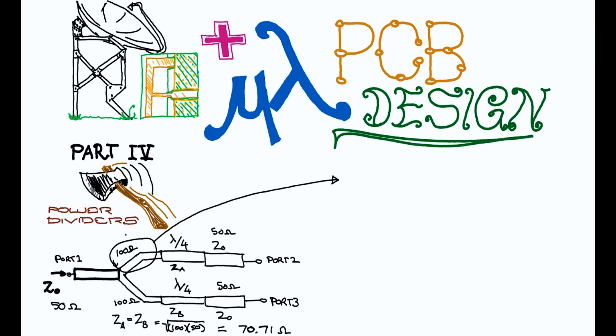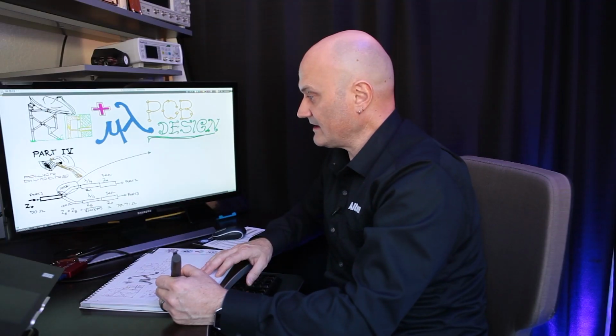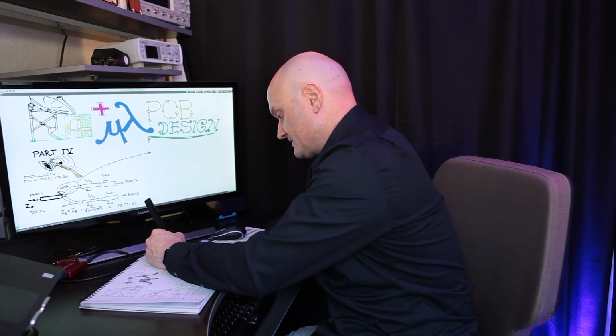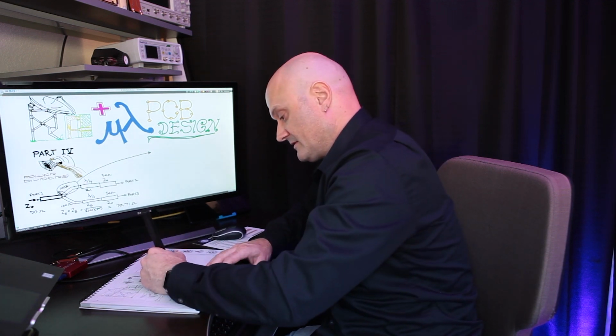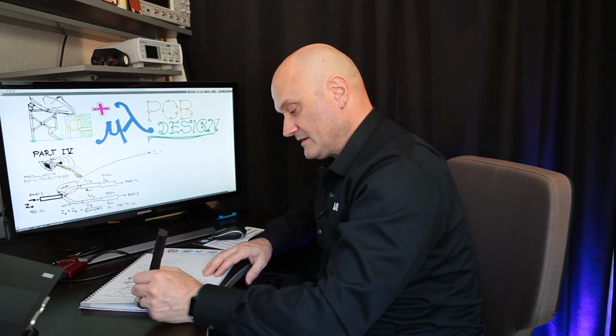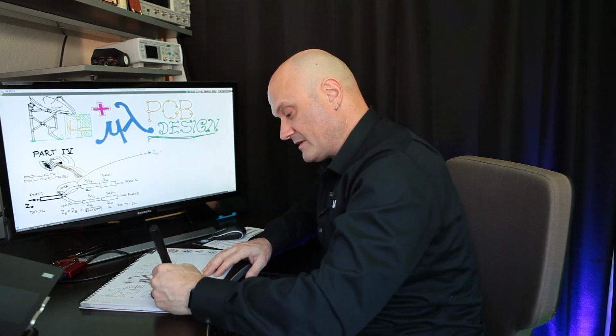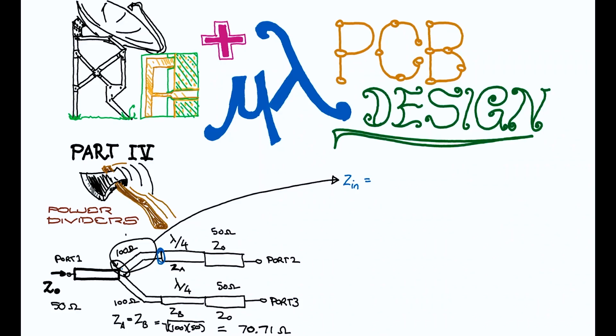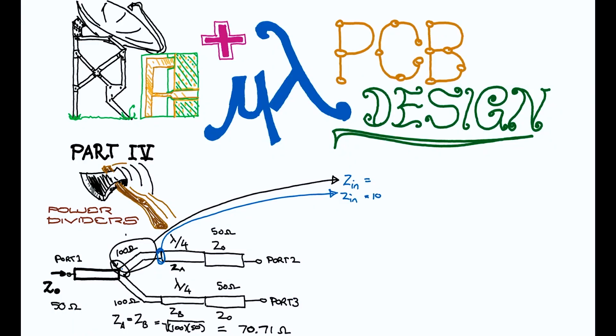The effective input impedance at the beginning of this 100 ohm line segment, so let me just change color real quick here. Zin is, in this particular case where you have a quarter wave, so this is 100 ohm. So we're looking at the impedance that's matched at the beginning of the quarter wave transformer. That's also equal to 100 ohm. Zin at the quarter wave transformer is 100 ohm.